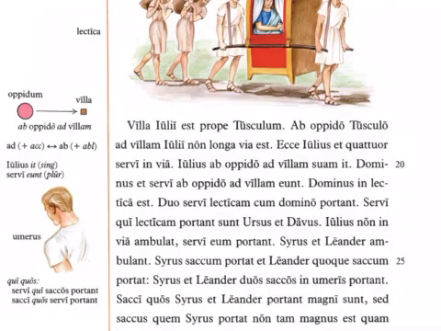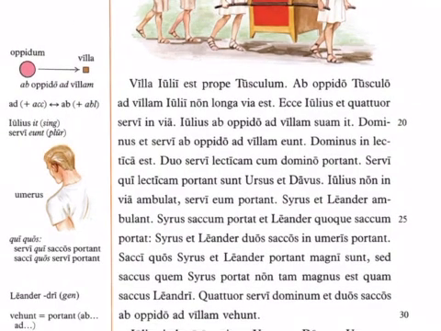Servi qui lecticam portant sunt Ursus et Davus. The slaves who carry the litter are Ursus and Davus. Julius non in via ambulat, servi eum portant. Julius does not walk on the road, the slaves carry him. Cyrus et Leander ambulant. Cyrus and Leander walk. Cyrus sacum portat et Leander quoque sacum portat. Cyrus carries a sack, and Leander also carries a sack.